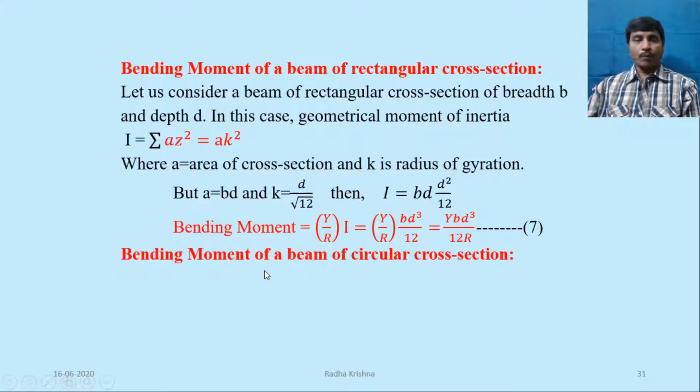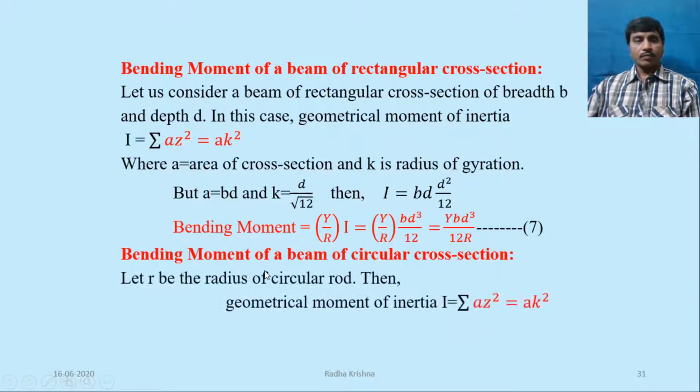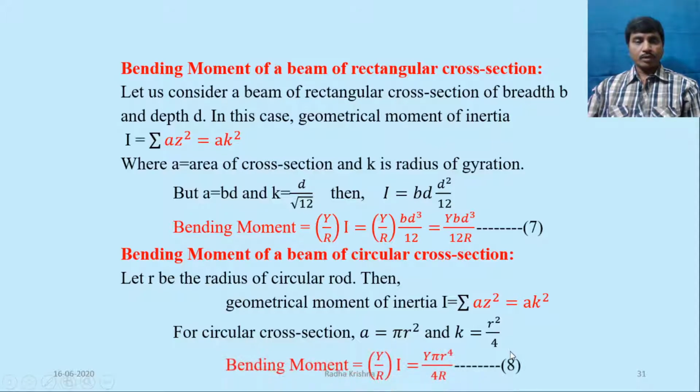Now, the bending moment of a beam of circular cross section. For circular cross section, let r be the radius of the circular rod. Then the geometrical moment of inertia I is equal to sigma aZ square is equal to a k square. For circular cross section, area a is equal to pi r square and k square is equal to r square by 4. Therefore, the bending moment Y by R into I is equal to Y pi r power 4 by 4R. That is equation 8.